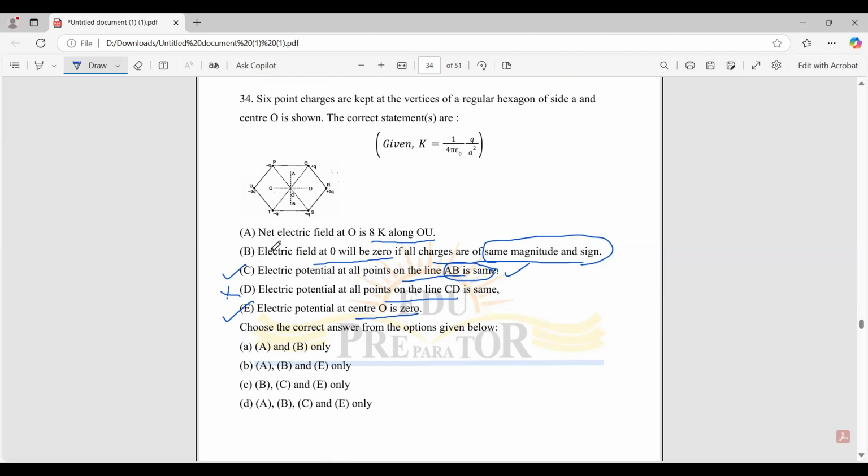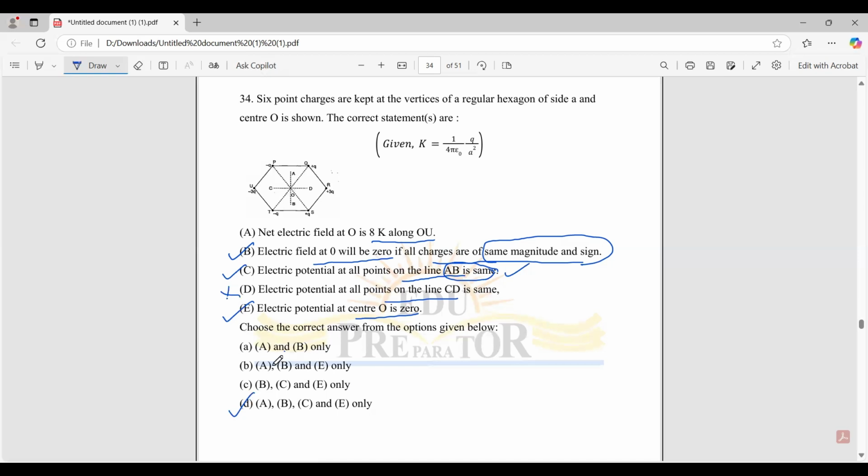Then B: we know that electric field is a vector quantity. If the charges are the same and have the same magnitude, the electric field will be 0. So B is also correct. Without going to the A part, which needs calculation, we find B, C, E are correct. B, C, E are correct in only one option, that is D. So we have D as the correct answer, right?